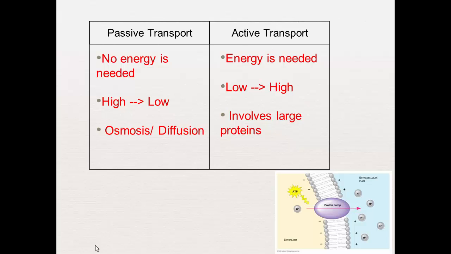And often in the cell membrane, there are these large proteins that are stuck inside of the cell membrane that actually do this work. This is an example of one called the protein pump, a proton pump, sorry. And it pumps hydrogen across the cell membrane from a low concentration to a high concentration.